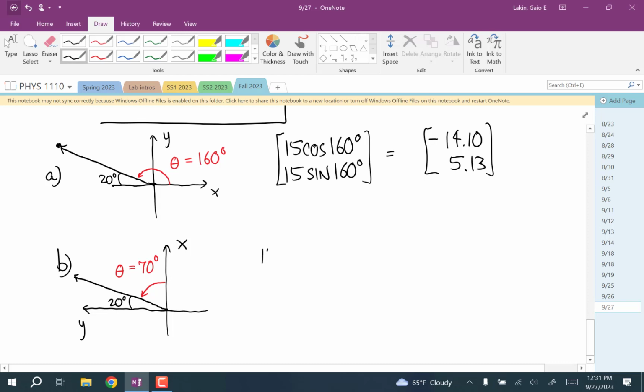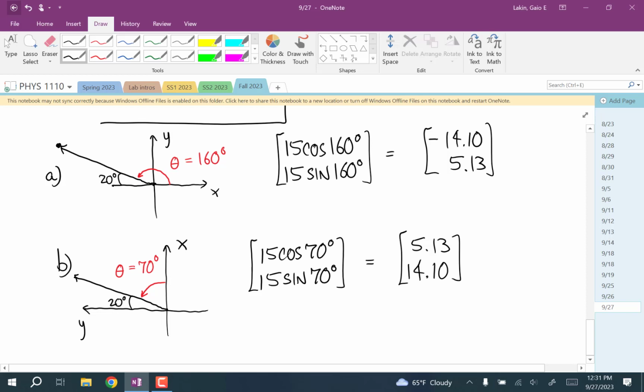And so the components are 15 times the cosine of 70, 15 times the sine of 70, and you get 5.13 for the x component, 14.10 for the y component. And again, you can sanity check that because in this coordinate system, what quadrant is the head in? It's between the positive x and y, so it's in the first quadrant. So those both have to be positive.